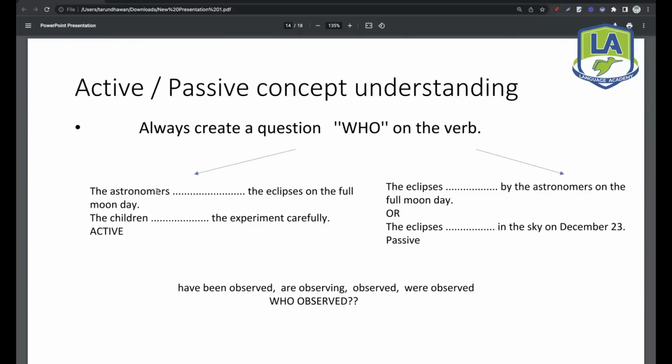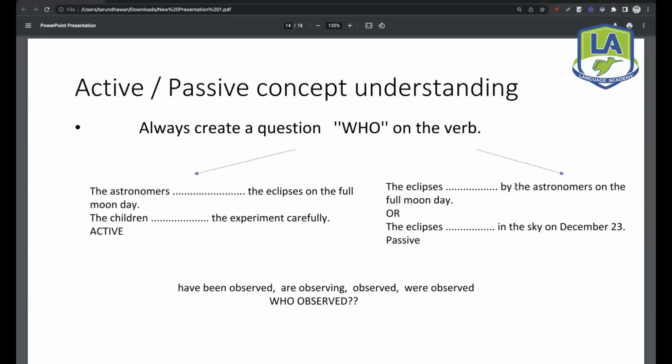If your answer of who is given before the blank, that's an active voice. Let's read one more. The children dashed the experiment carefully. Who observed? Children is the answer of who observed, where it is given before the blank. So this is also an active voice sentence. What is passive? Every sentence which has by, it's passive. So something again that we can cram.